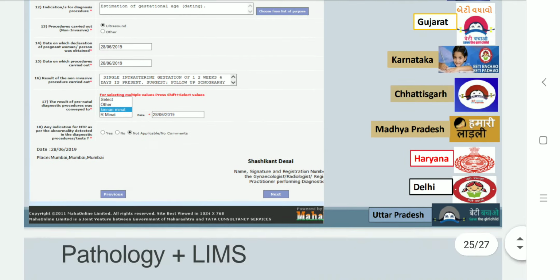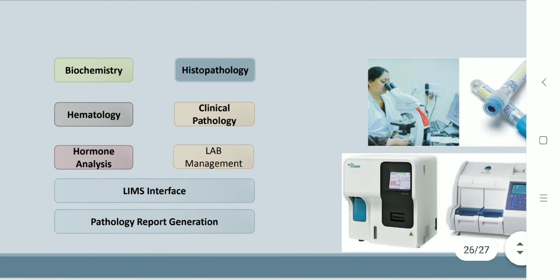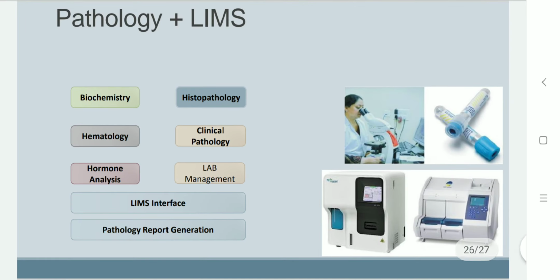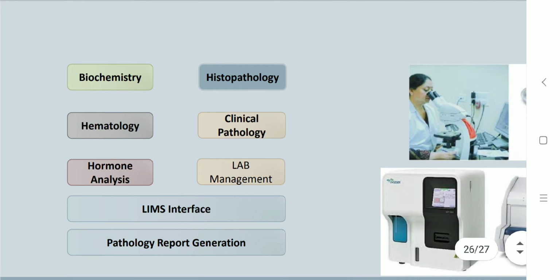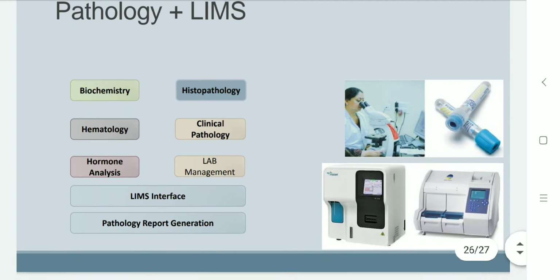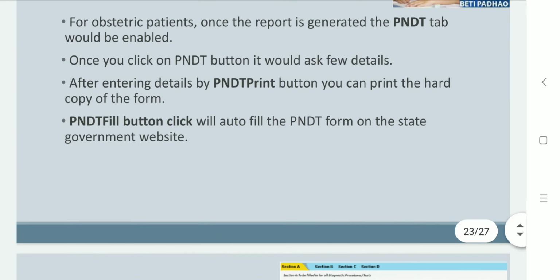And then we have an entire pathology LIMS module also. Basically all the pathology blood test measurements, pCare software can automatically read from the machine and write into the report, so you don't have to manually enter into the report. We do it by LIMS interface, and it has support for biochemistry, hematology, hormone analyzer, histopathology and clinical pathology. Okay, and let me check if I forgot anything.